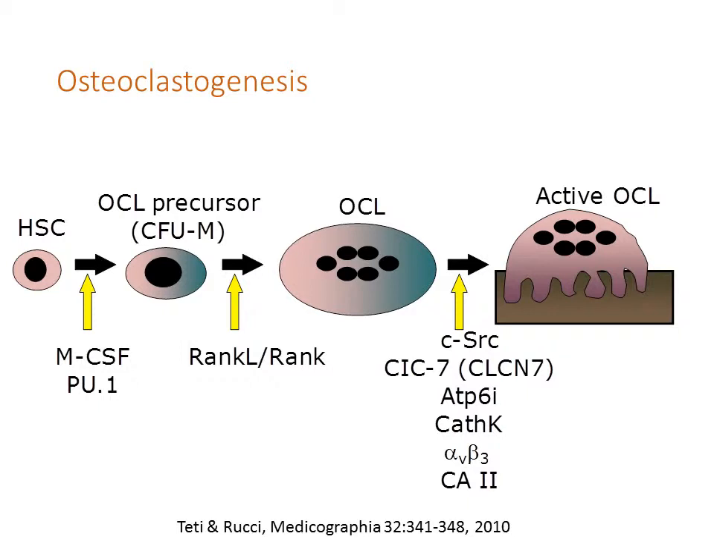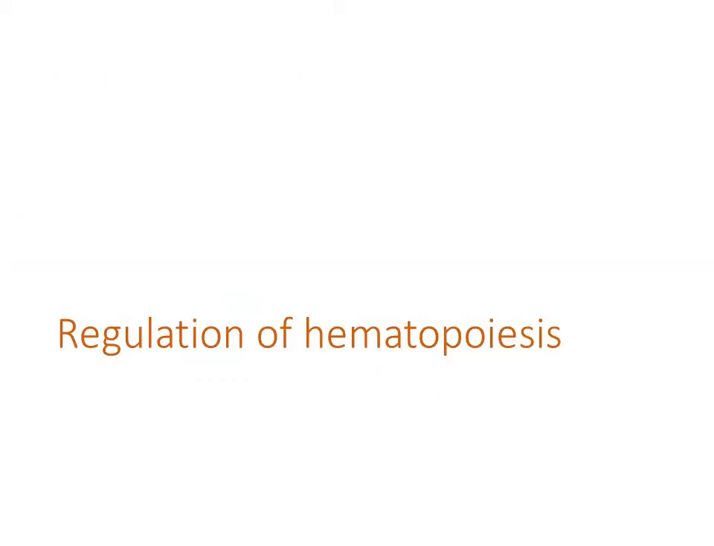And through osteopetrosis, we now know all the steps of osteoclastogenesis, starting from the hematopoietic stem cell, through the osteoclast precursor, that is a mononuclear cell, the immature osteoclast, in which several precursors fuse to form a multinucleated cell, which polarizes and becomes an active osteoclast. And you see here some of the pathways involved in this process.